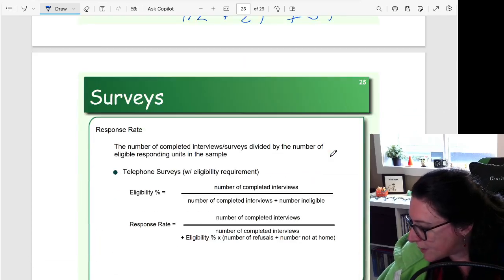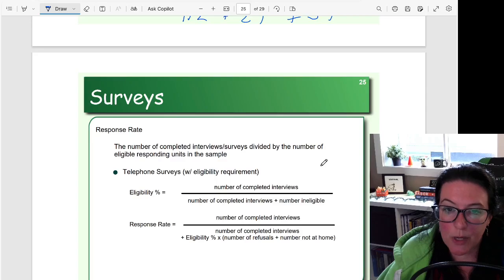We can also calculate a response rate. What if there is an eligibility requirement?